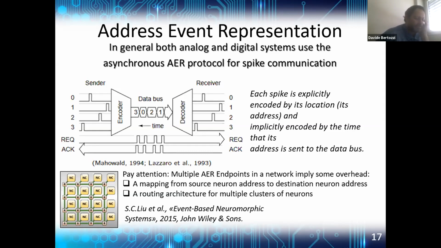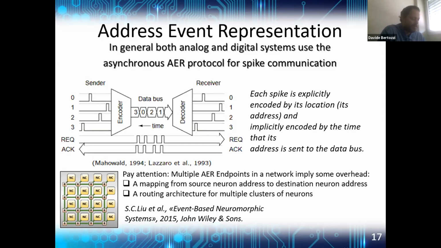Previous work has shown that AER can also be used to construct large-scale networks with arbitrary, configurable synaptic connectivity. This is key to have neuromorphic systems that are flexible, that can accommodate arbitrary network topologies. But in this case, we end up having multiple AER endpoints, not just point-to-point communications as it used to be in the early days. And this implies some additional overhead, and we will come back to this later.